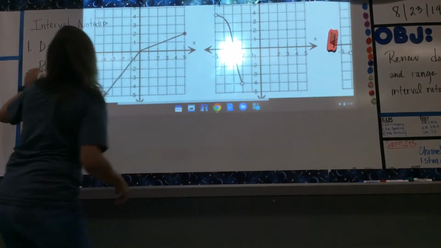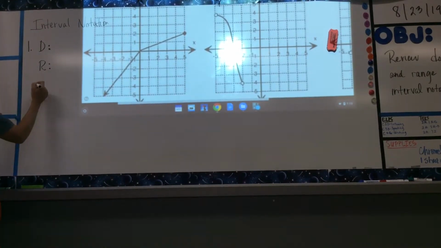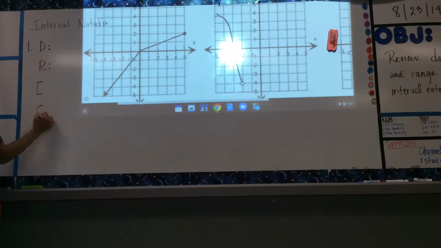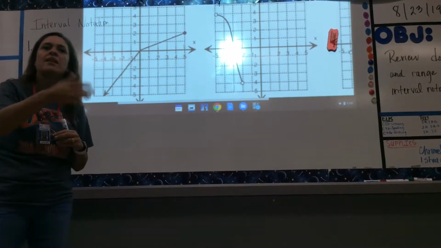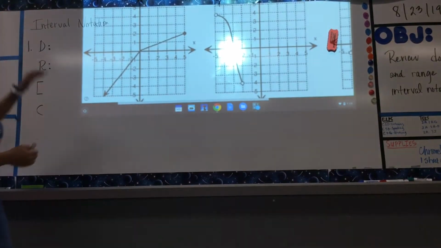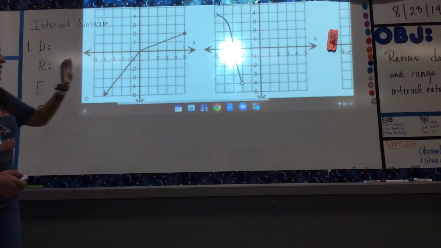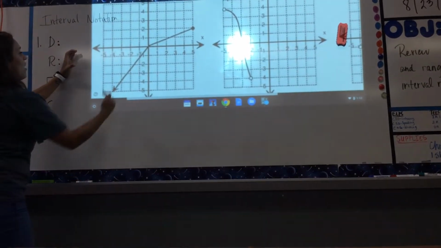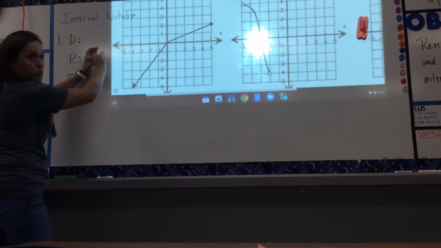Now with interval notation, we are going to be using brackets and parentheses. Okay, you have used before the less than, greater than. We are going to use that still, but this is going to be a new way to do it. Okay, so now I want you to think of the bracket like a wall. If you have a wall, you are going to approach it, you're going to touch it, but you're not going to go through the wall.